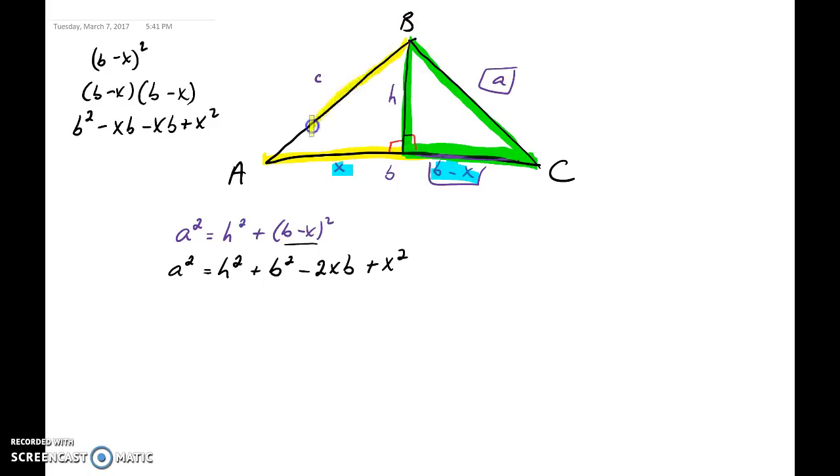If I highlight this triangle yellow, we can solve for this triangle as well. I know that C squared is equal to H squared plus X squared. In the formula we just got for the green triangle, I have an H squared plus an X squared, so I can substitute C squared in for H squared plus X squared. So right now I have A squared is equal to B squared, because we had that already, plus C squared, because H squared plus X squared is C squared, minus 2XB.